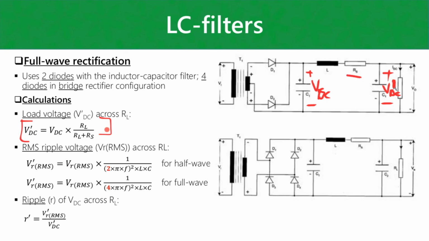And your RMS ripple. Okay, so for a half wave rectifier, that's going to be 1 divided by 2 pi f squared multiplied by L multiplied by C multiplied by the old RMS ripple. And you're also going to have something similar for the full wave rectifier, but remember that 2 needs to now change into a 4 to account for the doubling in output frequency. Again, ripple factor, same formula here. So as you guys can see, there's a lot of reusing of elements in these equations. So if you learn one set of formulas, then the other set of formulas is very easy to adapt to.